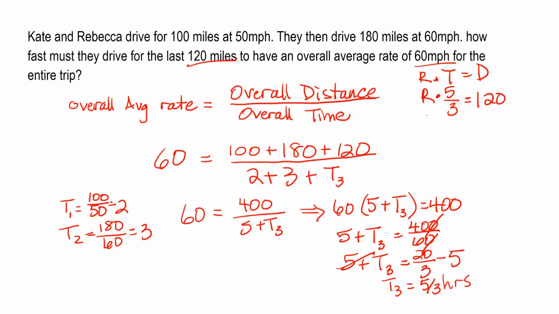So to get R by itself, you're just going to multiply both sides by 3/5. So 120 times 3 over 5. That is going to be 24 times 3, which is 72 miles per hour.